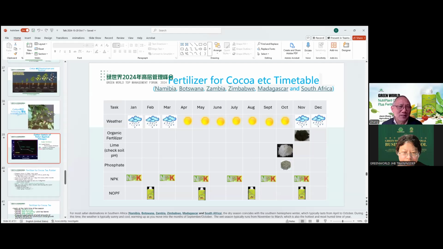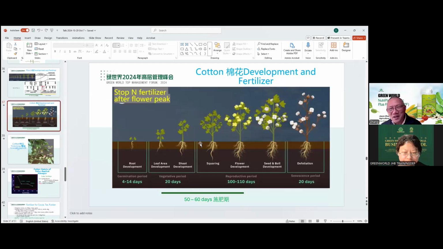On the timeline, in the earlier stage before planting, use conventional fertilizer, manure, animal manure, compost, all kinds of stuff. Put it into the soil. Especially NPK, remember, it's not water soluble. It takes a long time for plants to use. So you have to put it in the soil. You cannot spray it afterwards.